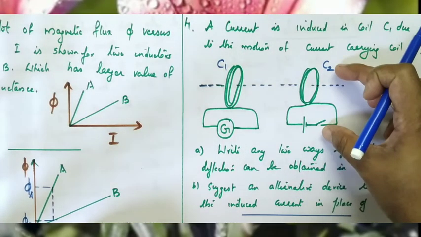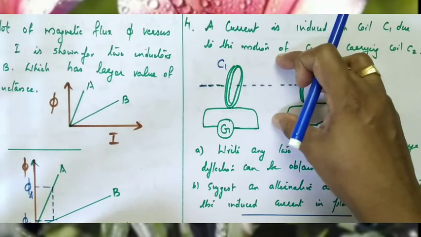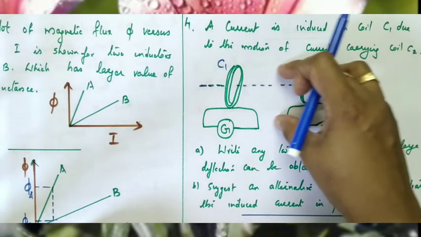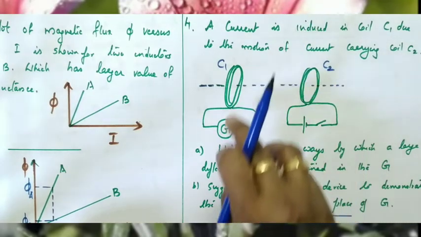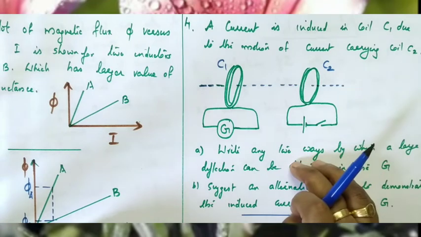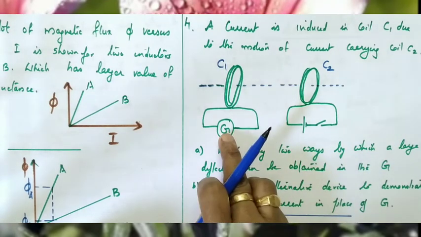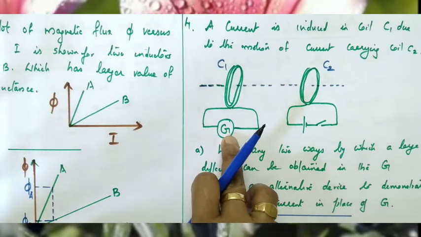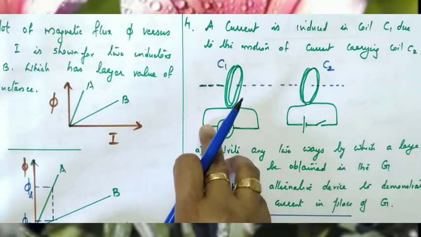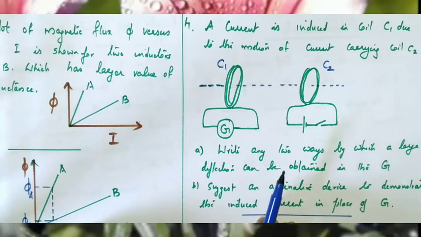Second one, C2 is moved towards C1 with a greater velocity. If C2 is moved towards C1 with a greater velocity, then also what happens? Magnetic flux varies at a greater rate and hence EMF is induced at a greater rate, and the galvanometer shows maximum deflection. So move the arrangement rapidly towards the coil C1, then also galvanometer deflection can be increased.